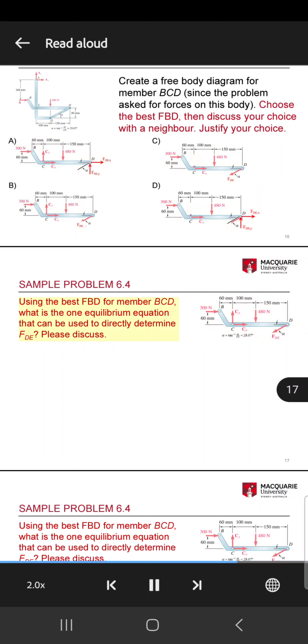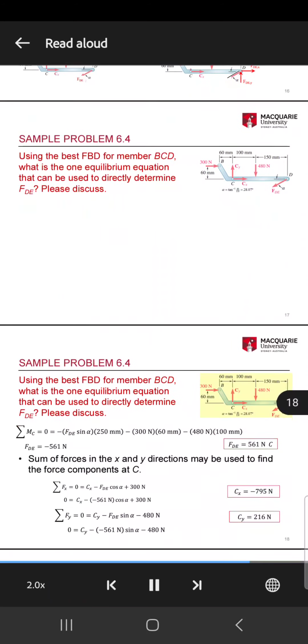Using the best FBD for member BCD, what is the one equilibrium equation that can be used to directly determine F_DE? Please discuss.